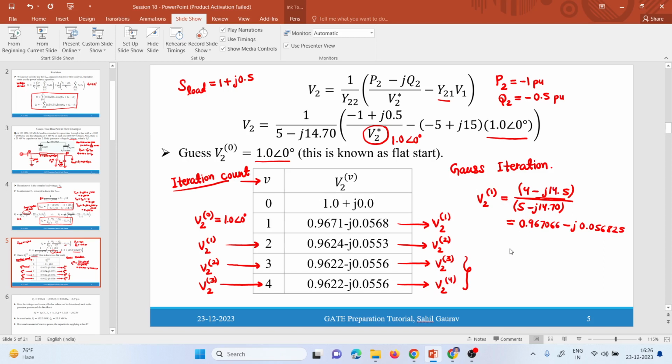Sir, we assume V2 equal to 1 and we put V2 conjugate here and we get V2 1. Then again we put V2 1 and then we get V2 2. Yeah, again, after getting this value V2 1, in the place of V2 star, you put this V2 1. Then you will get V2 2. That is the second iteration, right? Okay, sir.